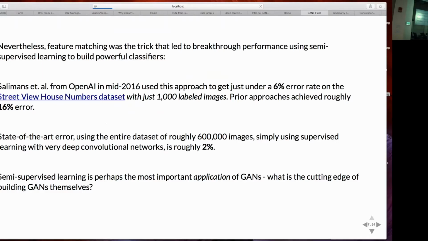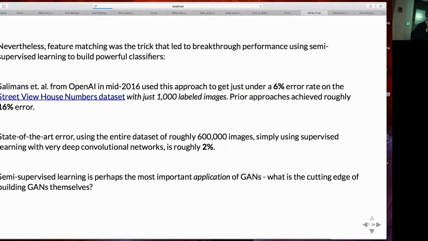And using all 600,000 images in this data set, you can build a classifier that's over 98% accurate. With this semi-supervised learning approach in 2016, the big breakthrough was they built a classifier that was over 94% accurate with only 100 labeled images from each class. Only 100 zeros, 100 ones, 100 twos, and so on. So only 1,000 labeled images total, they were able to get over 94% accuracy, which was huge.